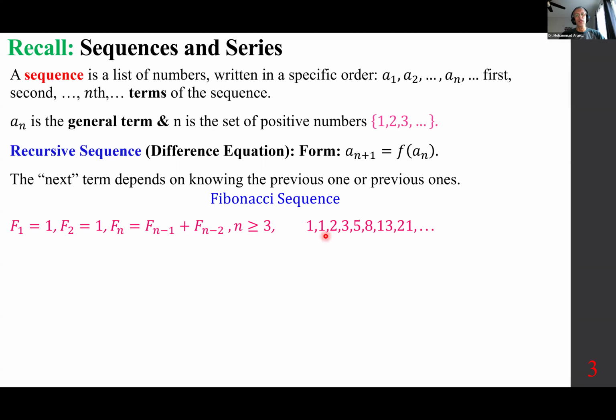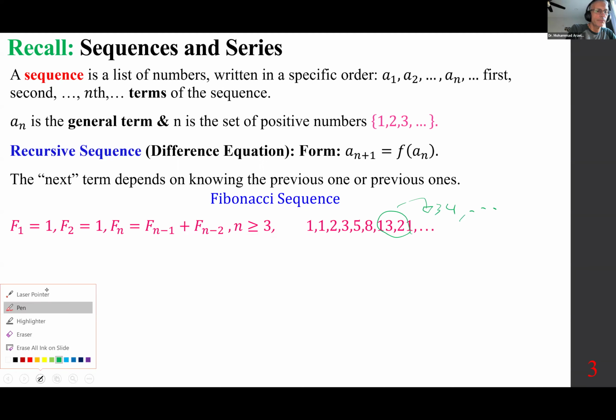So we have 1 and 1. Then we add these two, we get 2, add these two, we get 3, so on and so forth. So the next one, as an example, we need to add these two, and we get 34. That's the Fibonacci sequence.